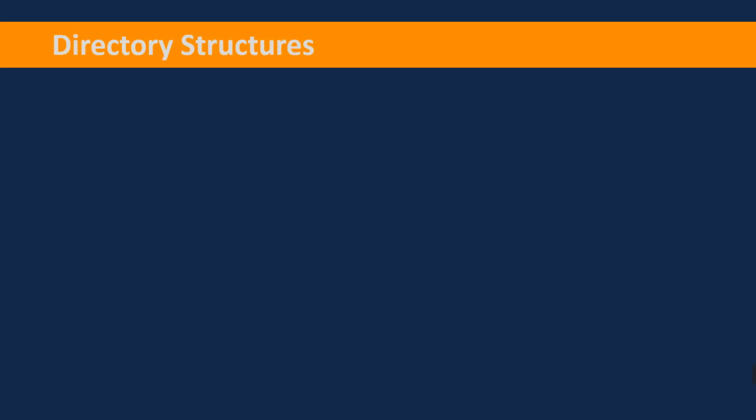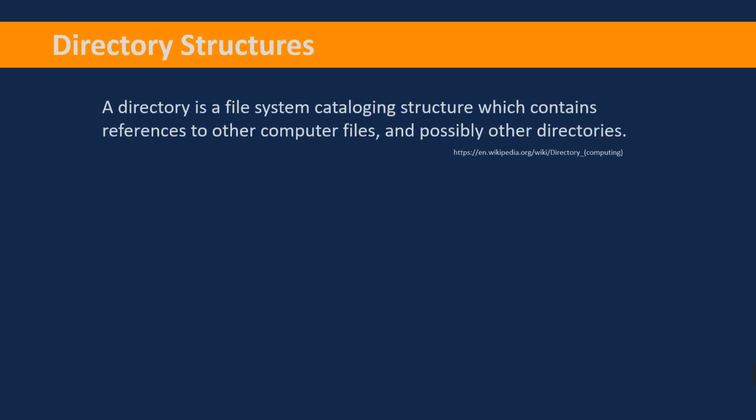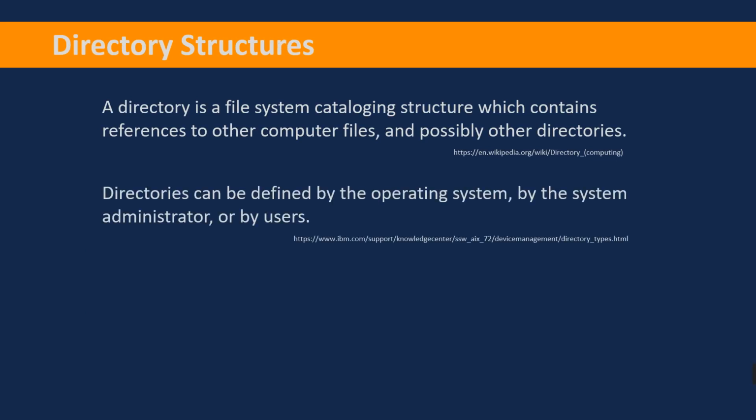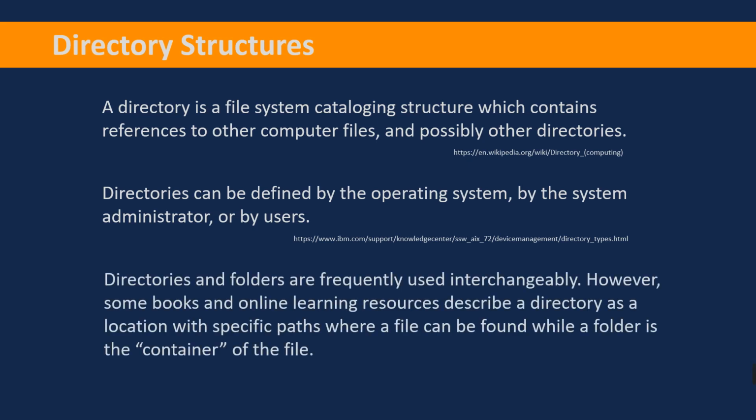Next is directory structure. A directory is a file system cataloging structure which contains references to other computer files and possibly other directories. Directories can be defined by the operating system, by the system administrator, or by users. Directories and folders are frequently used interchangeably. However, some books and online learning resources describe a directory as a location with specific paths where a file can be found, while a folder is the container of the file.